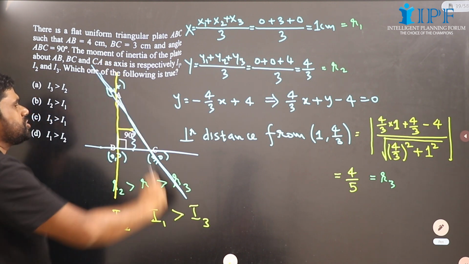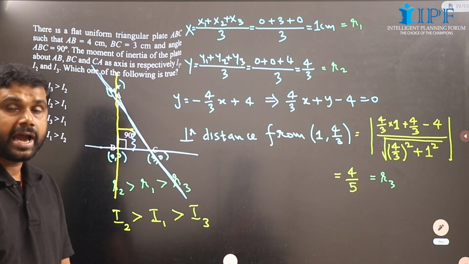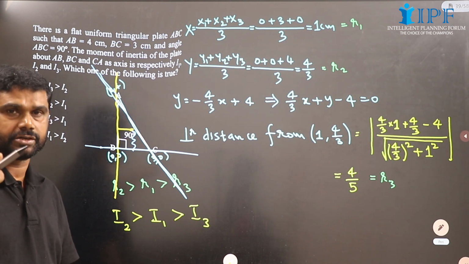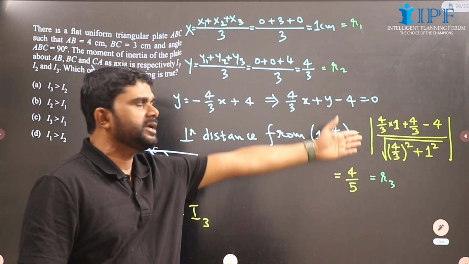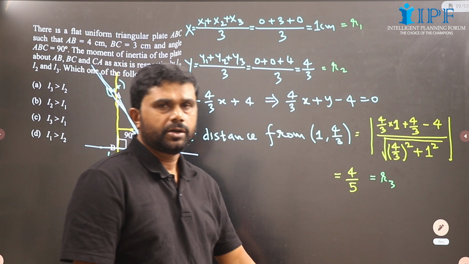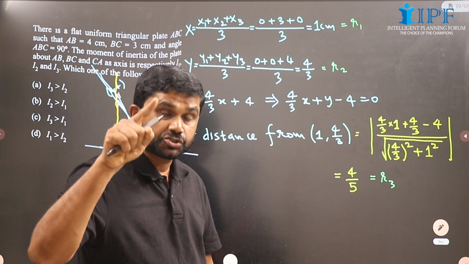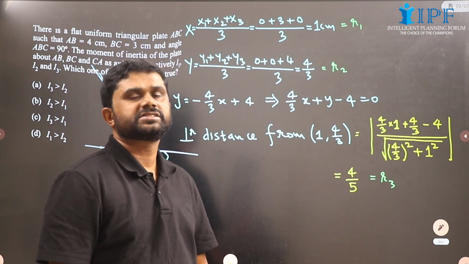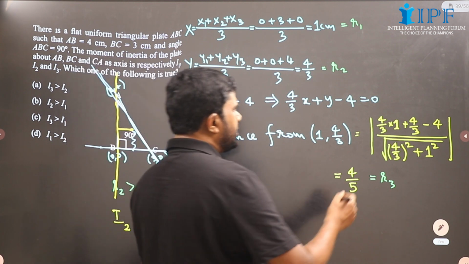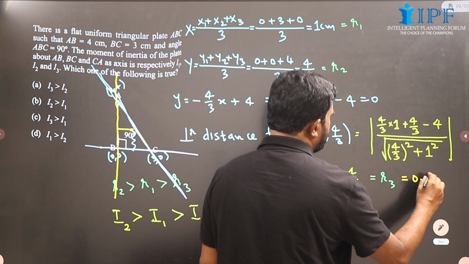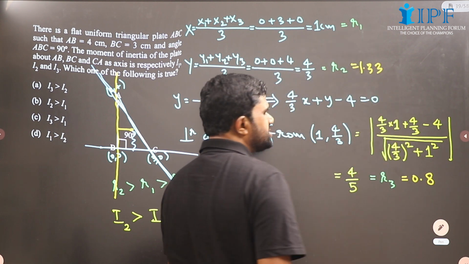You can easily write the equation of this line, and that we will get 4 by 3 x plus y minus 4, and the perpendicular distance from the centroid, meaning the perpendicular distance from (1, 4 by 3) to this line, will be, okay, see, this is the formula. And that we will get 4 by 5, that is the perpendicular distance of the third axis from the centroid or from the center of mass. This 4 by 5 means this is equal to 0.8, and this is equal to 1.33, and this is equal to 1 centimeter.